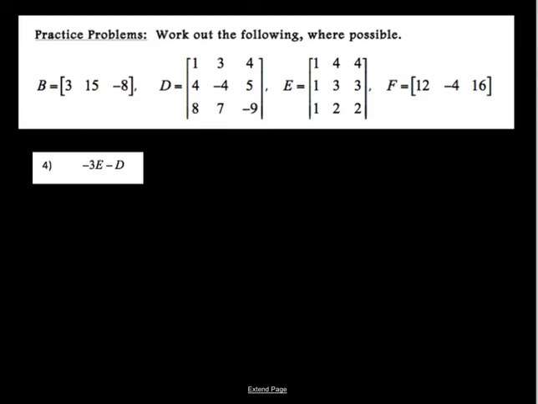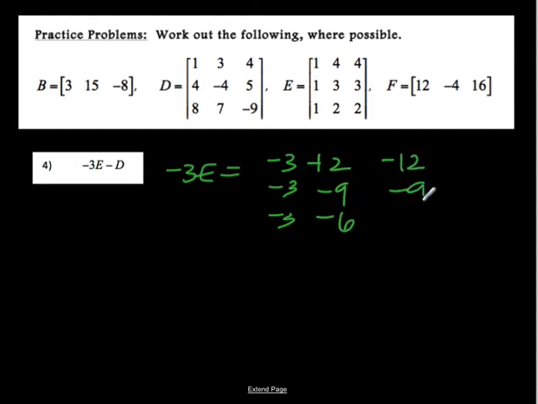All right, and example 4. A little bit more work. We have a scalar along with subtraction. So let's find negative 3E. Okay, well, negative 3E will equal negative 3, negative 3, negative 3. And all of these times negative 3 will be negative 12, negative 9, negative 6, negative 12, negative 9, negative 6. So there's my negative 3E.